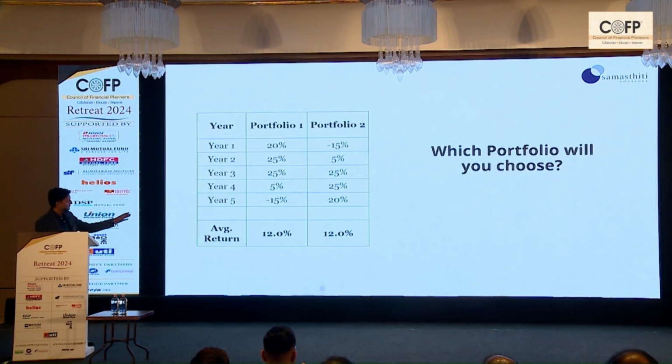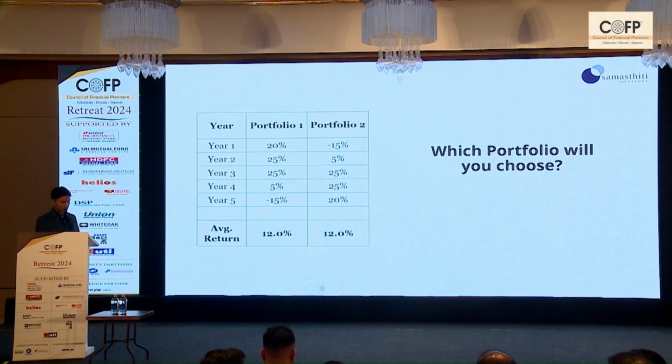Second, even if we look at two portfolios with the same average return, the sequence of the returns may be different. So let's look at portfolio 1. It earns 20, 25, 25, 5, and minus 15%. Portfolio 2 is simply the inverse of portfolio 1, so the returns that portfolio 2 earns are in the reverse order.